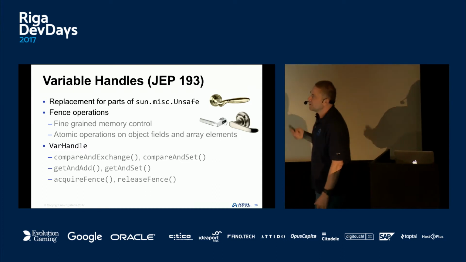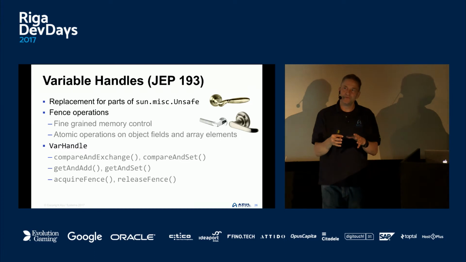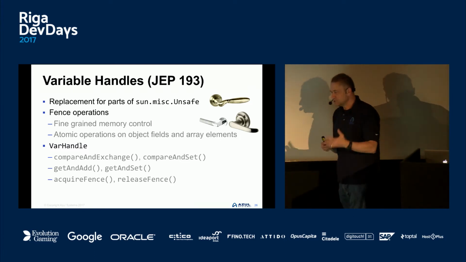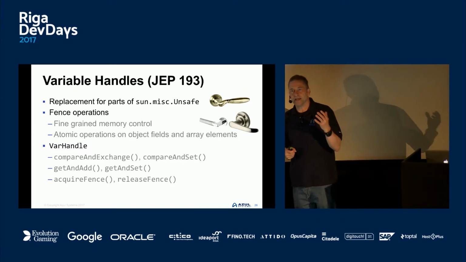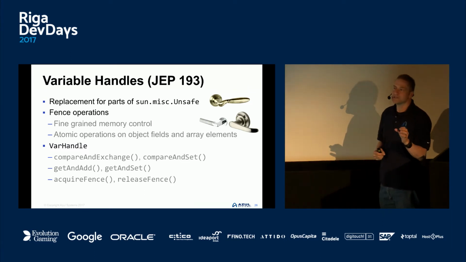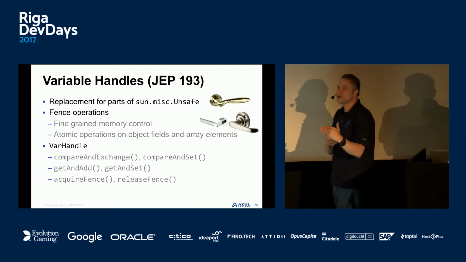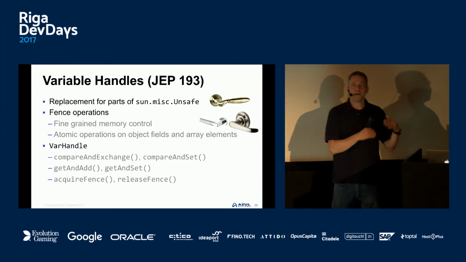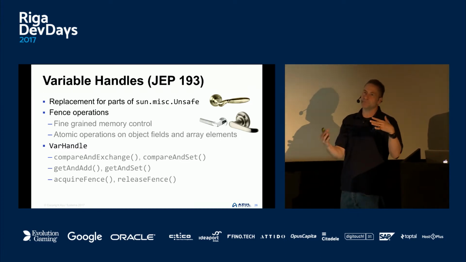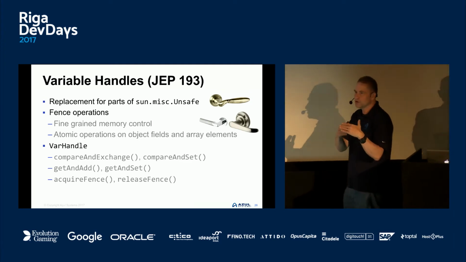Variable handles. Variable handles are being introduced because of the encapsulation of the private APIs in the JDK. So lots of people use sun.misc.Unsafe. And one of the reasons they do that is to get better performance. One of the areas that they tend to use this for is to enforce ordering of memory-specific operations, but also ensuring that operations happen in an atomic way so that you don't get different threads messing about with the way that your code is working.